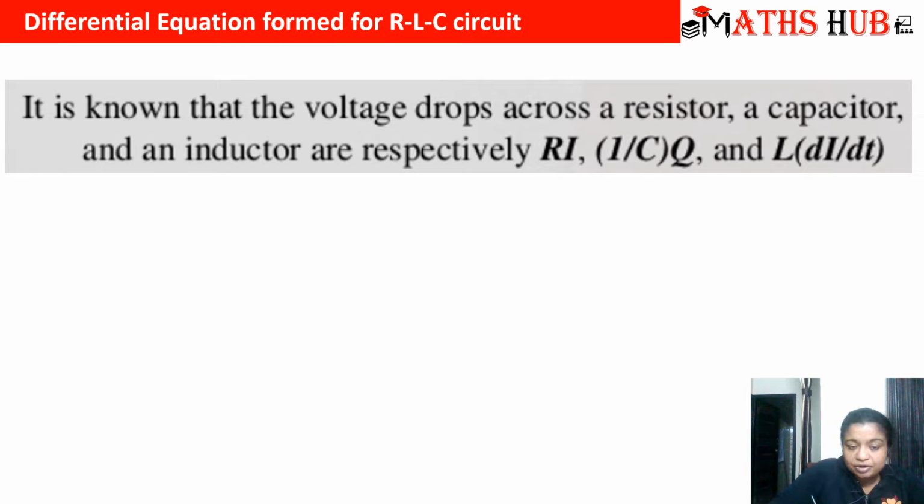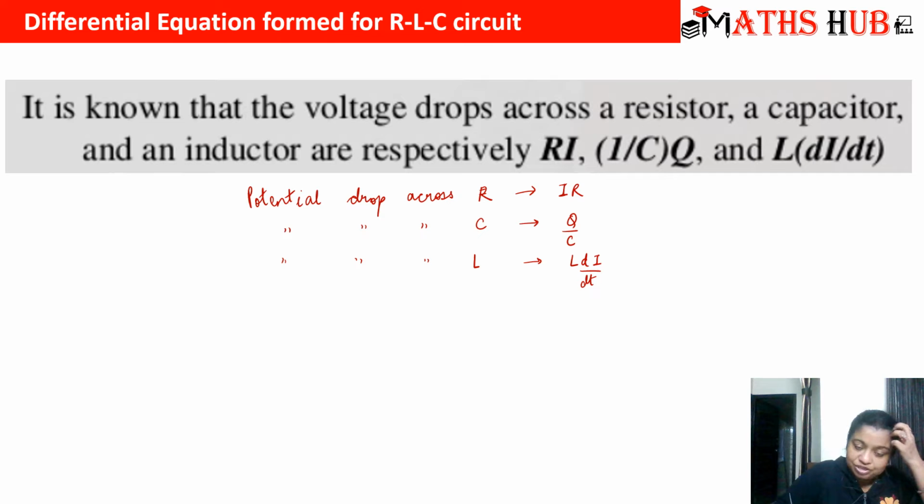So the potential drop across the resistor, I'll just write over here, the potential drop across R is, this is again physics, I into R. I is the current flowing through the circuit in amperes. The potential drop across the capacitor C is Q by C, and the potential drop across the inductor L is L di by dt, right?